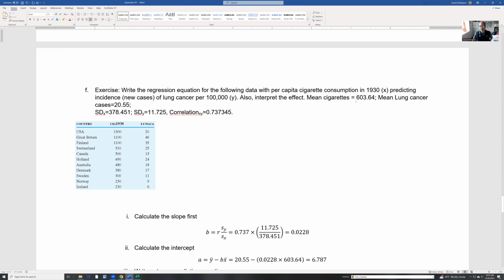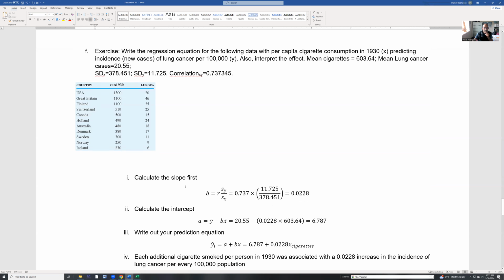So the mean cigarettes smoked is 603.640 in 1930. Per capita, that's per person. People used to smoke a lot in the old days. Mean lung cancer cases were 20.55 per 100,000. Here are our standard deviations, and here's our correlation. That's a pretty strong correlation between cigarettes consumed and lung cancer. So it was a big correlation.